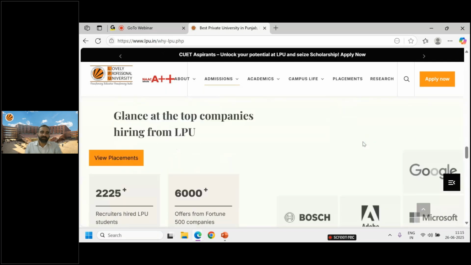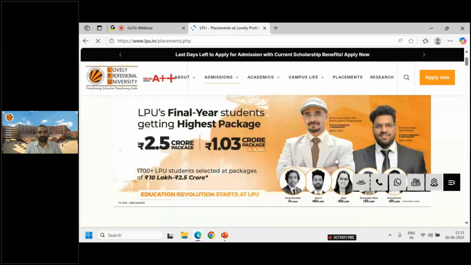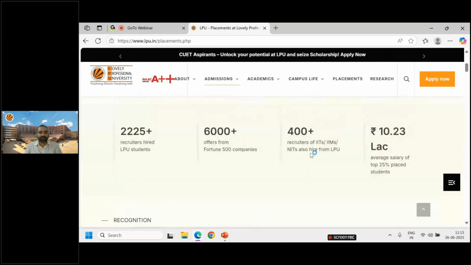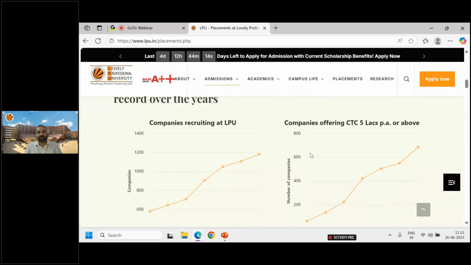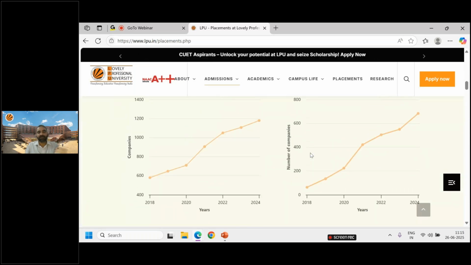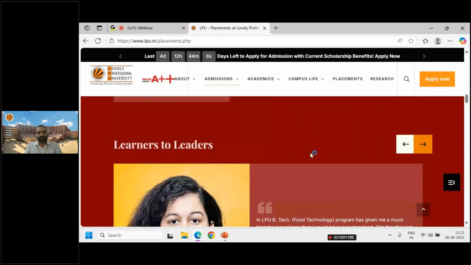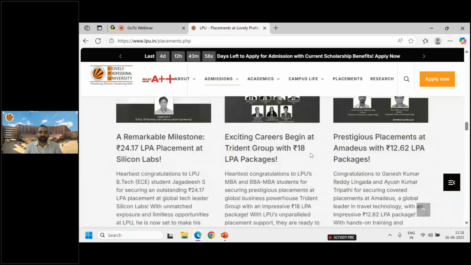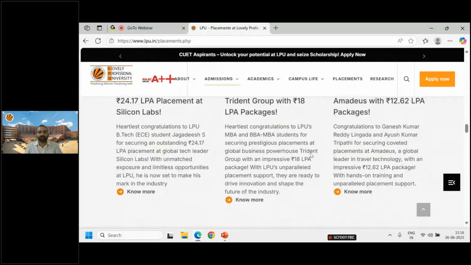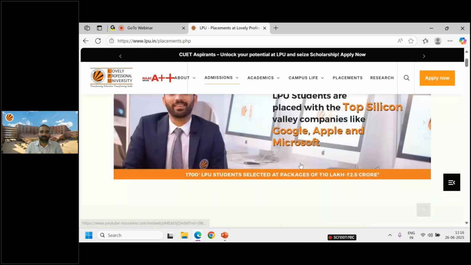Then these are the placement details which I have discussed with you. You can click over here, view placements, and then you can see all the details: the number of companies, how many students were offered by Fortune 500 companies, the average salary package, the companies listed over here, and the companies recruiting at LPU. The graph is continuously going in an upward trend. Then these are the learners from the leaders, the employers, and the packages. If you want more detail, you click over here and you can get more details. So this is how you can check the website.